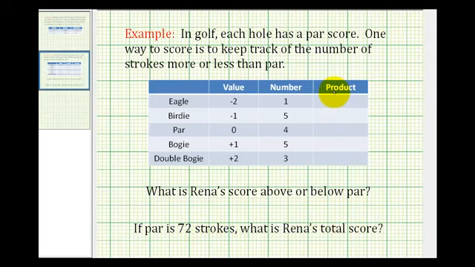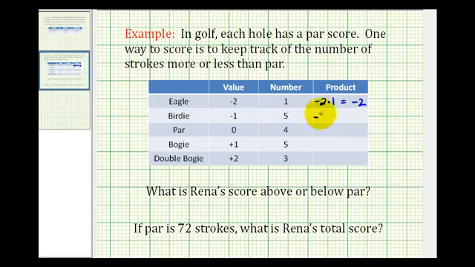So the first step is to determine the result of the eagles, birdies, pars, bogeys, and double bogeys. We'll do that by determining the product of the value and then the number of each score. And the order in which we multiply these doesn't matter because multiplication is commutative, meaning we can change the order and the product is the same. So here we have -2 times 1. Well, negative times a positive is negative, so that's -2.